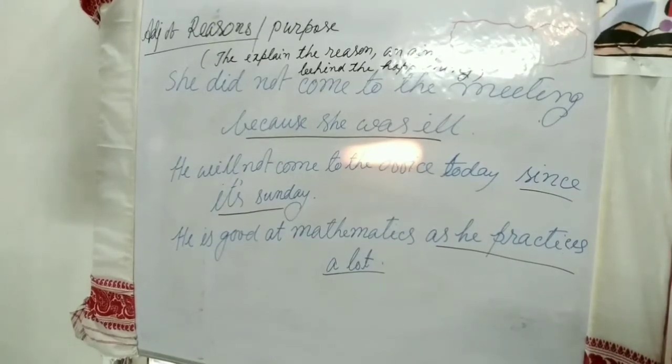Some commonly used adjuncts of reason or purpose are hence, therefore, so, since, as, thus, because, consequently, lest, or we may use in case. All these are similar. There are many general words you use for explaining something.